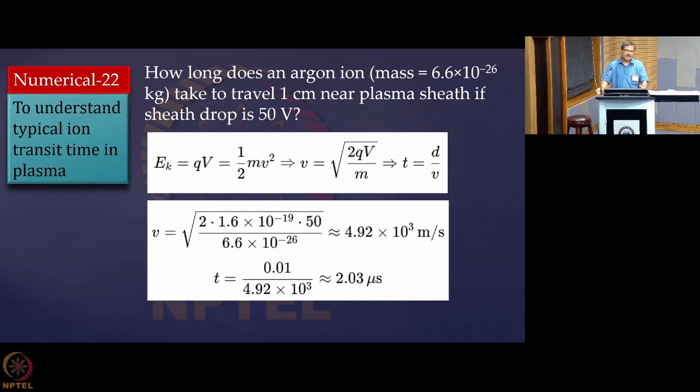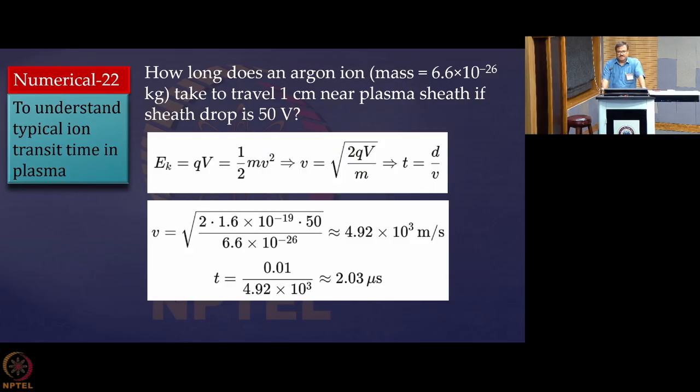In a plasma device, suppose you have made a large plasma device, the major voltage drop occurs near the sheath region. Here is one example where the sheath is 1 centimeter, just 10 millimeter near the wall, and there a voltage drop of 50 volt occurs across it. The question is, how long will an argon ion take to travel that distance? So we need to find the velocity.